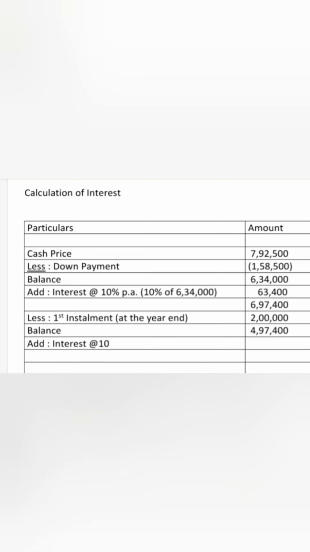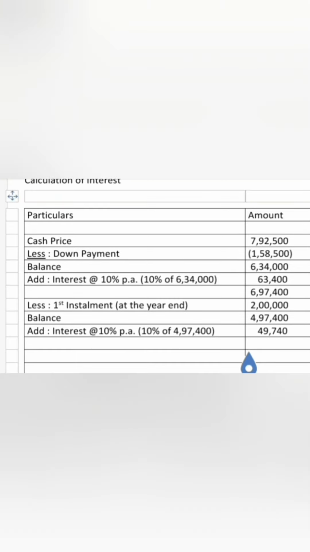Now second year starts, and obviously at the end of the second year also interest will be added. So interest at the rate of 10% will be calculated, and once again the same thing we have to remember, interest will be always calculated on the balance amount. Balance amount is rupees 4,97,400. So that comes to rupees 49,740. The same technique we are going to use in the second year also. So by adding we will get 5,47,140.